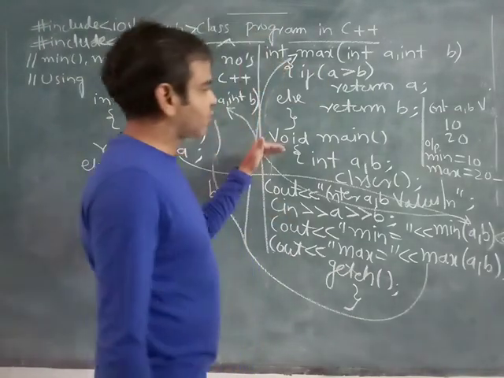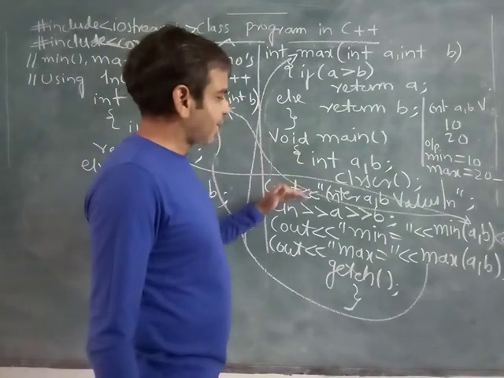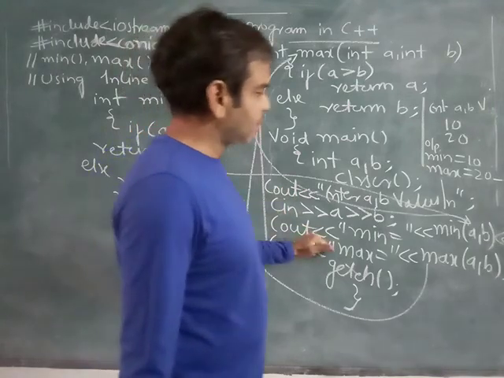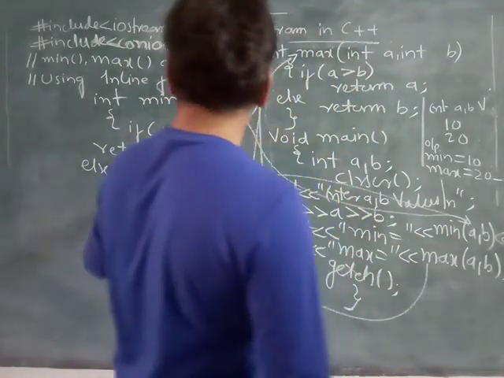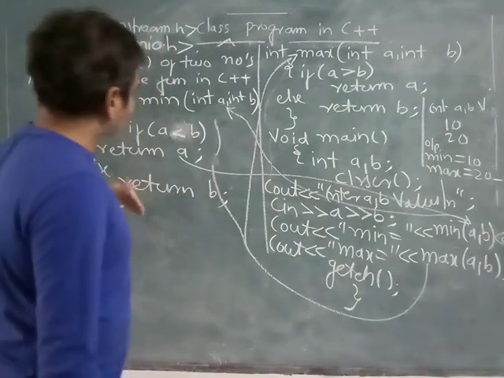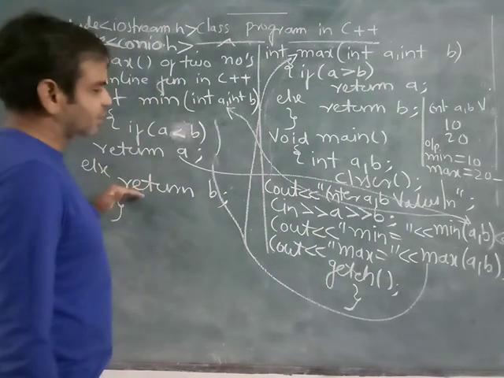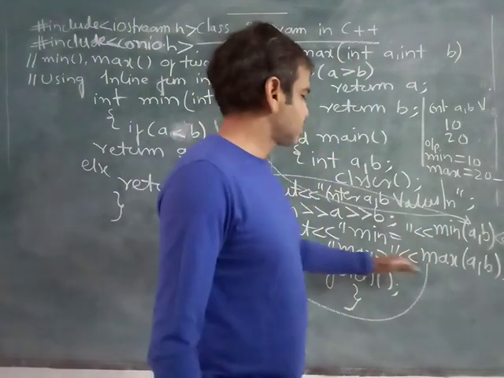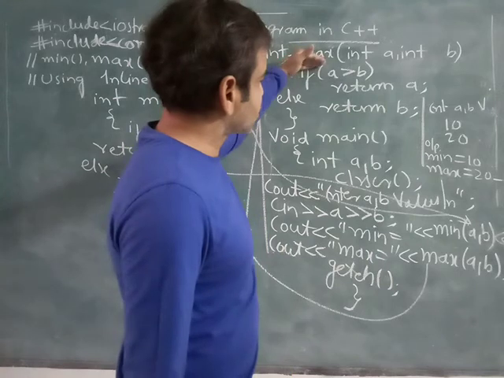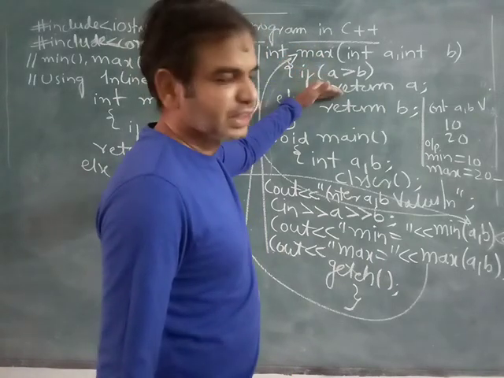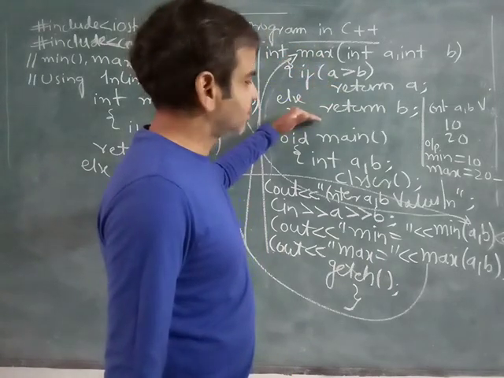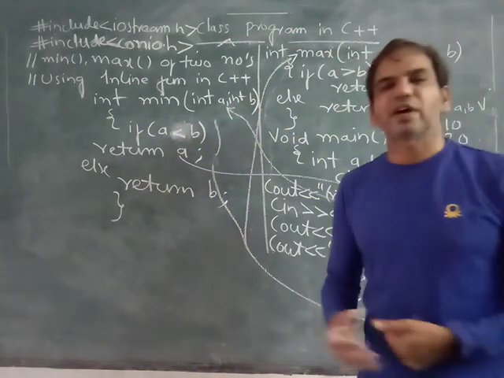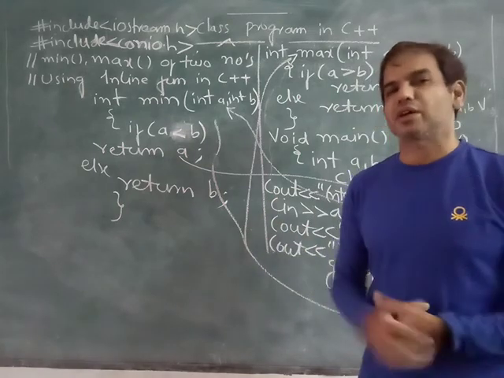When you run the program, in void main, integer a, b, I am accepting a, b values at runtime. cin a, b. Minimum is equal to minimum of a comma b, the cursor goes to this location. If the condition is true, return a; if the condition is false, return b, and the value will return there. Same for maximum: returns a, if the condition is false, returns b. So the maximum value will print. So this is the way of execution of inline function in C++ without using the class concept, right?